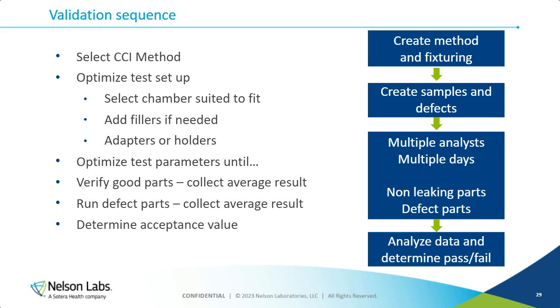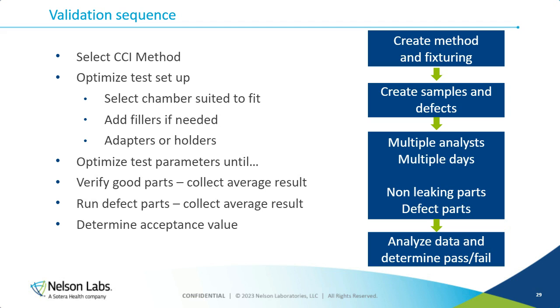At this point, it's time to start testing actual samples. What we'll want to do is have a lot of good parts, or non-leaking parts, and then collect that average result. Then we're going to need some defect parts and collect that average result. For mass extraction, I just use the CLO.